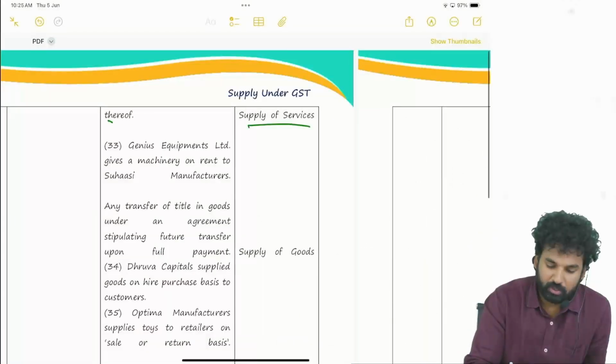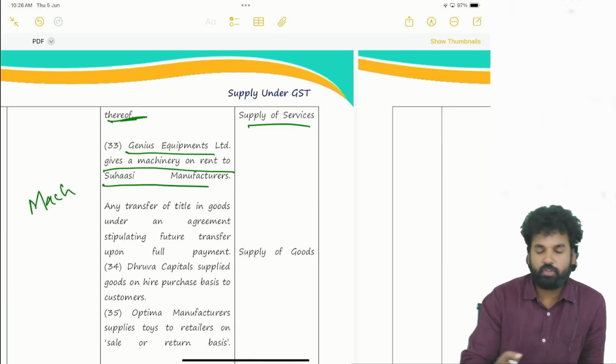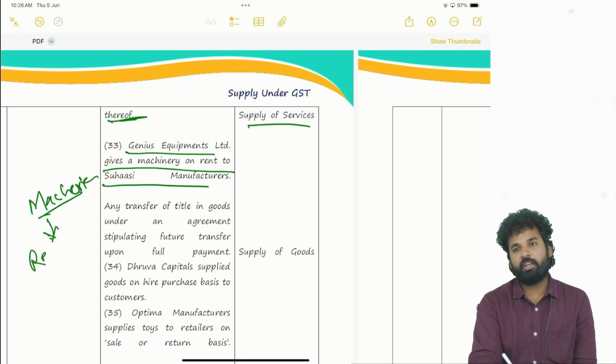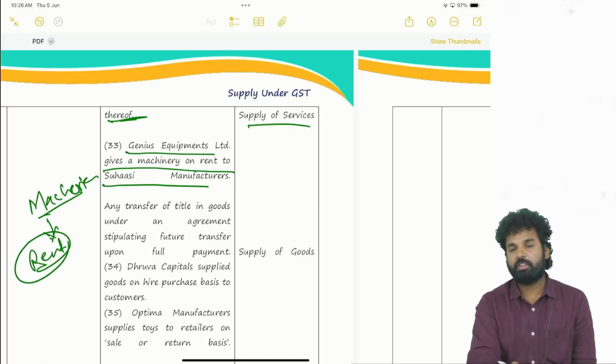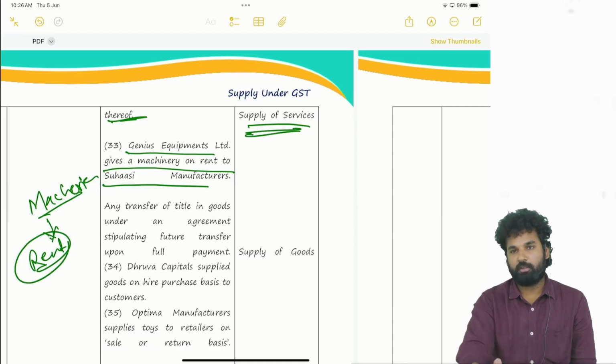Supply of service. For example, a machinery. Genius Equipments Limited gives a machinery on rent to Suhasi Manufacturers. So machinery is being given on rent. That means the ownership of the goods has not been transferred, the title has not been transferred. Just the usage of the machinery has been transferred. In such cases, it shall be treated as supply of services. Renting of machinery is supply of service, because the title is not being transferred.